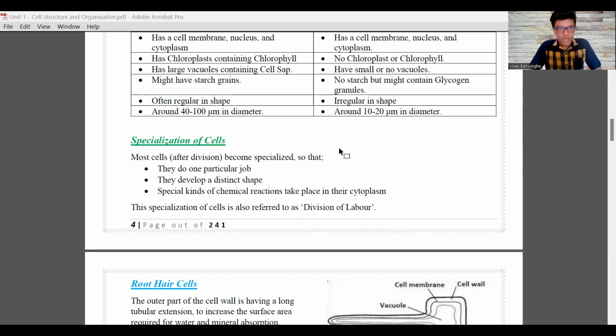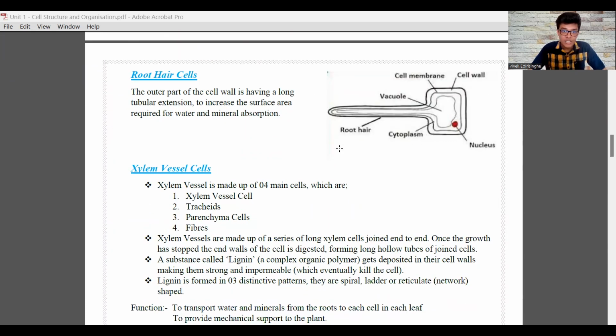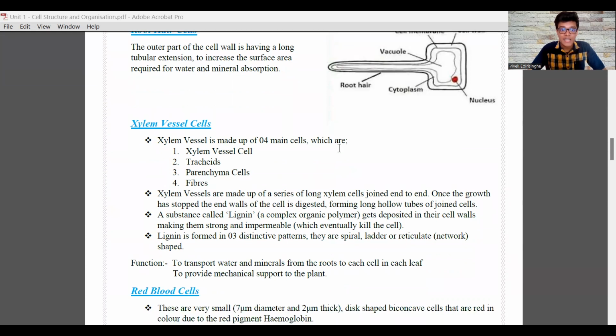Moving on to specialization of cells, as I said before, most cells become specialized after cell division so that they do only one particular job. They develop a distinct shape and special kinds of chemical reactions take place in their cytoplasm. This specialization of cells is also called the division of labor. We'll be talking about three main examples under specialization of cells, which are root hair cells, xylem vessels, and red blood cells.